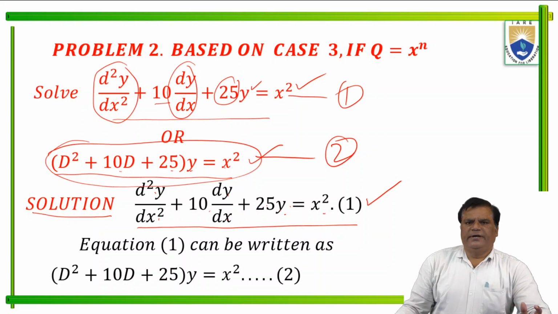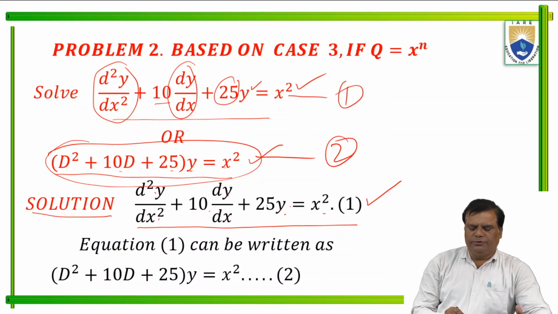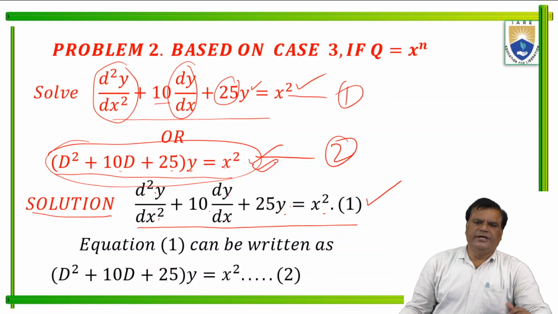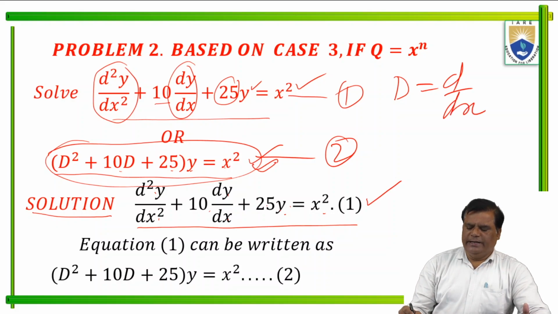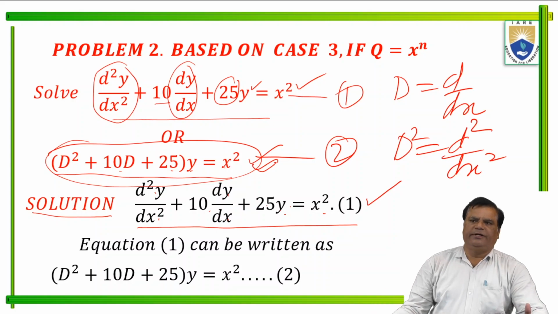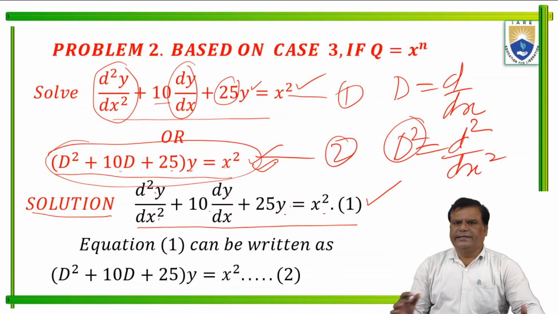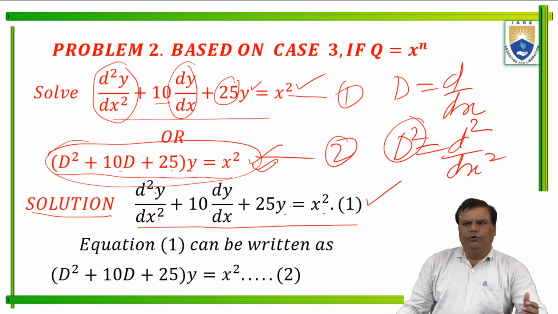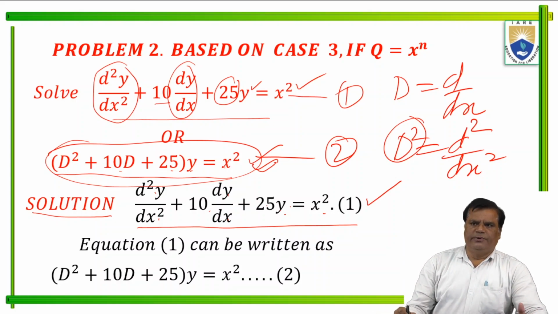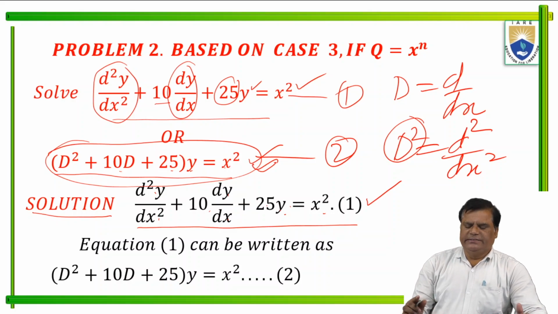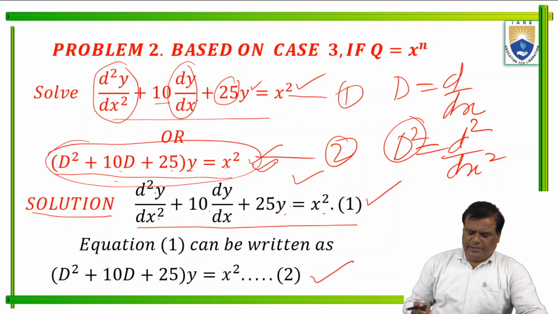Y is equal to CF and PI. This second form is written in derivative form, D form. D means derivative. I already told you D is d over dx, and here D square is d2 over dx2. This is the second order derivative. So d2 over dx2 we write as D square. Taking y common, d2 over dx2 I write as D square, and d over dx I write as D, and y is common. So equation 1 is converted into equation 2. So this is the second equation here.